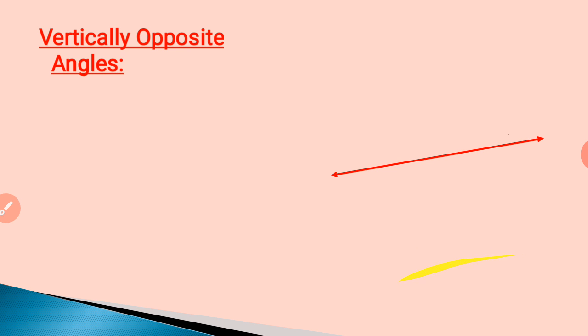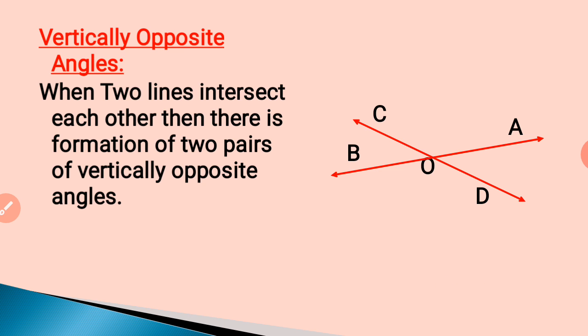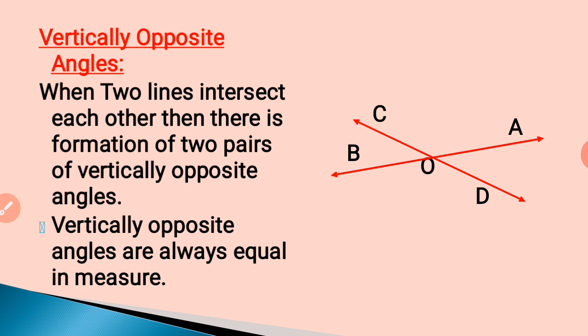Here, this is one line, AB, another line, CD. They are intersecting at a point O. When two lines intersect each other, then there is formation of two pairs of vertically opposite angles. And vertically opposite angles are always equal in measure. Now, let me tell you which are those. So, AOC and BOD. These two angles are vertically opposite.